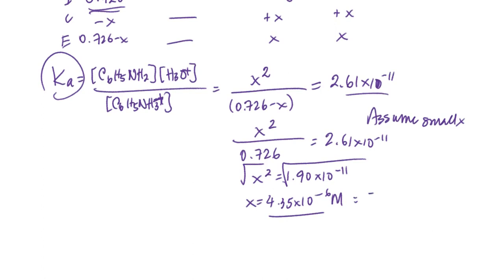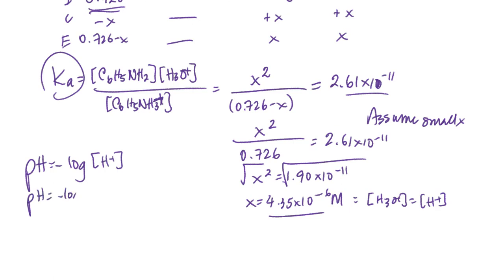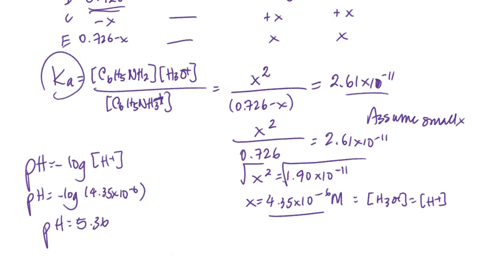But then this would actually reflect my hydronium ion concentration, or my hydrogen ion concentration. So if I want the pH from this, all I have to do is take the negative log of my hydrogen ion concentration, which would be the negative log of 4.35 times 10 to the negative 6th. Right, if I go ahead and do that math, then I get a pH of 5.36.